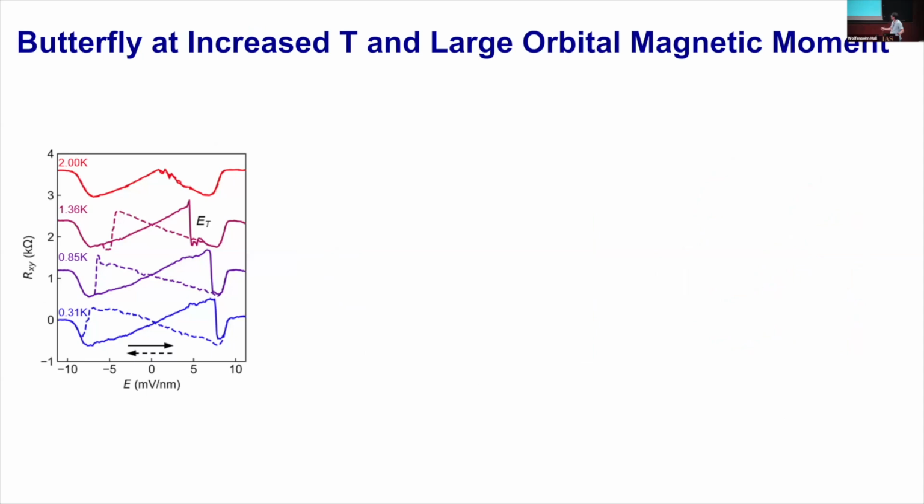On the other hand, you can warm up your sample and watch how this butterfly evolves. It starts to be like this, occupying almost the whole range of anomalous Hall. But as you warm up the temperature, this butterfly shrinks in size and eventually disappears at high enough temperature.